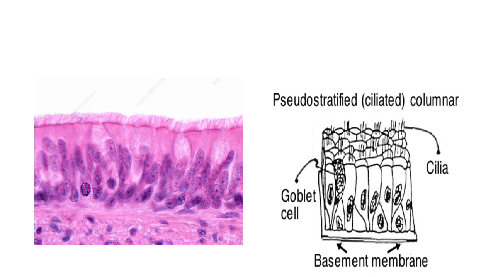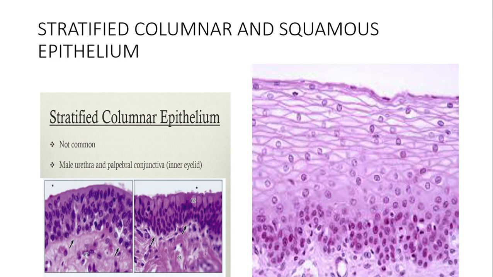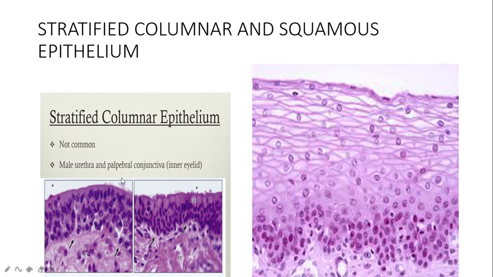choose the right answer. Okay, next, there are two pictures here. On the left side, stratified columnar epithelium, and on the right side, stratified squamous epithelium. Stratified squamous epithelium is seen over the true vocal cord. This is just squamous, flattened epithelium, and this is true stratification. Here, multiple cell layers of columnar cells are seen in the male urethra and palpebral conjunctiva, not in the respiratory tract.